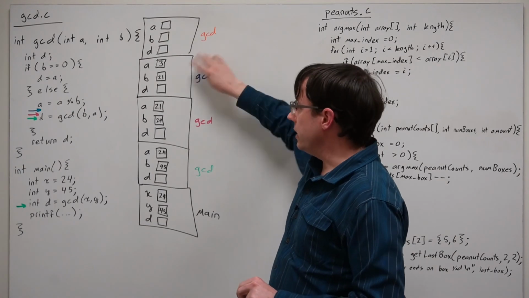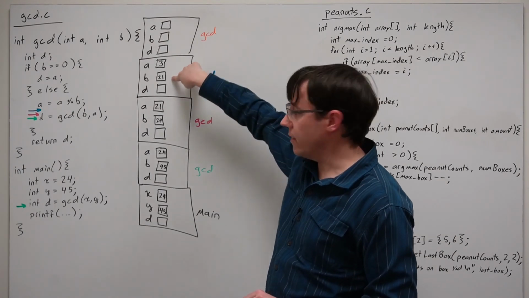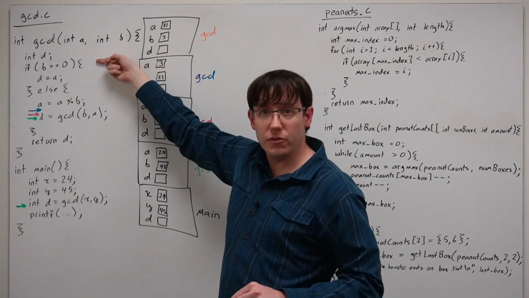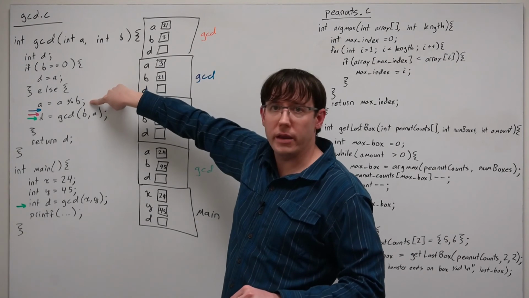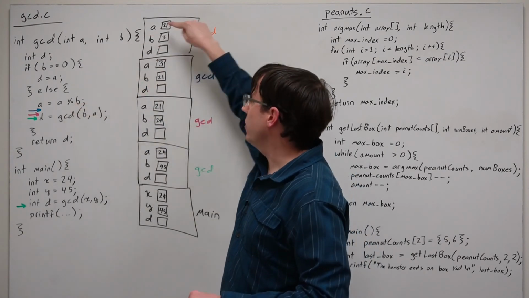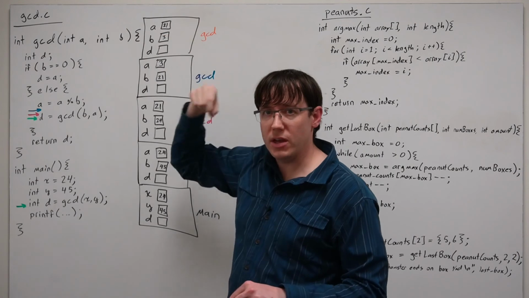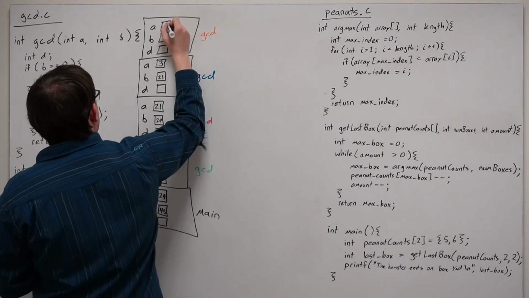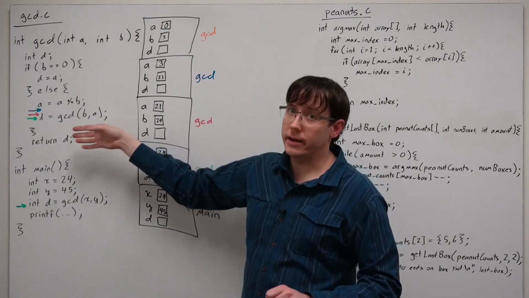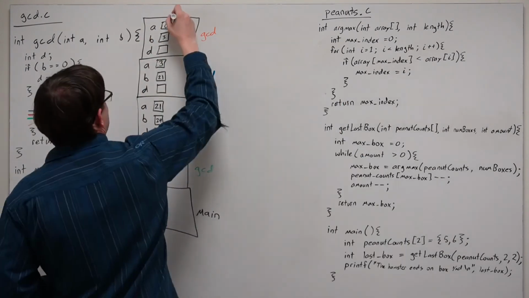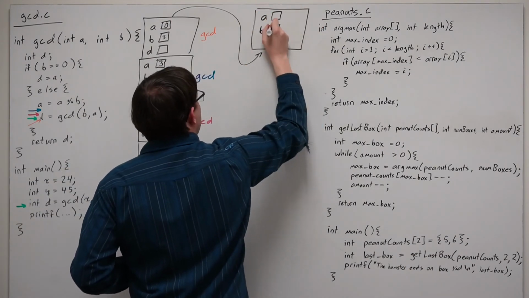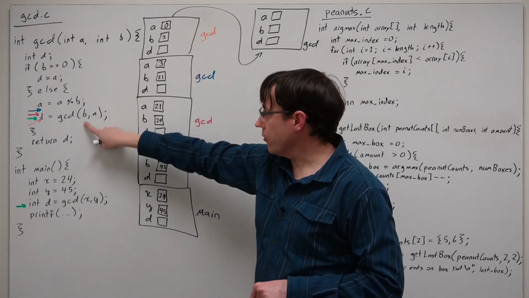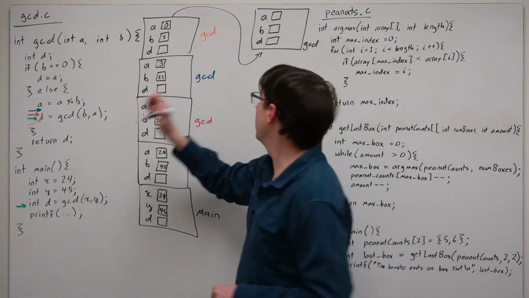This call to GCD receives 21 as its first argument and 3 as its second. The condition is false, so we go to the else. We compute A mod B, and when we divide 21 by 3, we get 7 remainder 0. So the remainder 0 gets stored in A. And now again, we make a recursive call and get another stack frame for GCD. And this time, we pass in 3 for the first argument and 0 for the second.